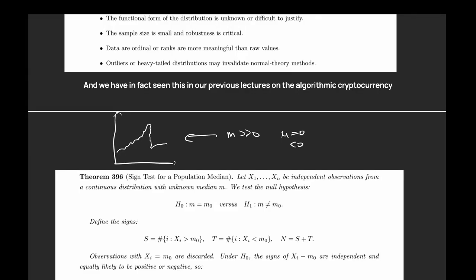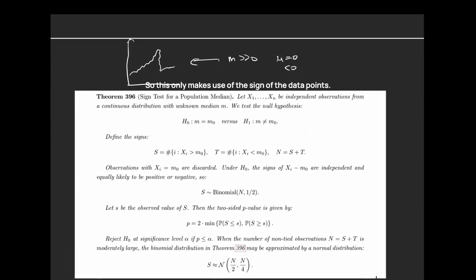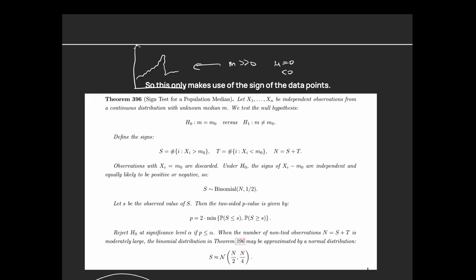We have in fact seen this in our previous lectures on algorithmic cryptocurrency trading, where we performed regressions for the returns of a trend following strategy. And we saw that the trend following strategy has positively skewed returns. When we perform the regression, we actually get a different slope depending on how we aggregate data. For those of you who did not participate in the previous lectures, I'm going to leave you a link where I explained how regression analysis can give us information about the skew in your return distribution. So this only makes use of the sign of the data points.